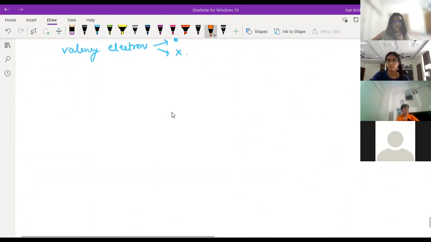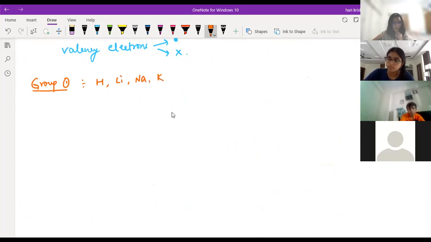Group number 1. What are the elements? Hydrogen, lithium, sodium, potassium. Okay, up to this we'll check. Now tell me, what is the atomic number of hydrogen? 1. Lithium, 3. Sodium, 11. Potassium, 19. What is the electronic configuration?